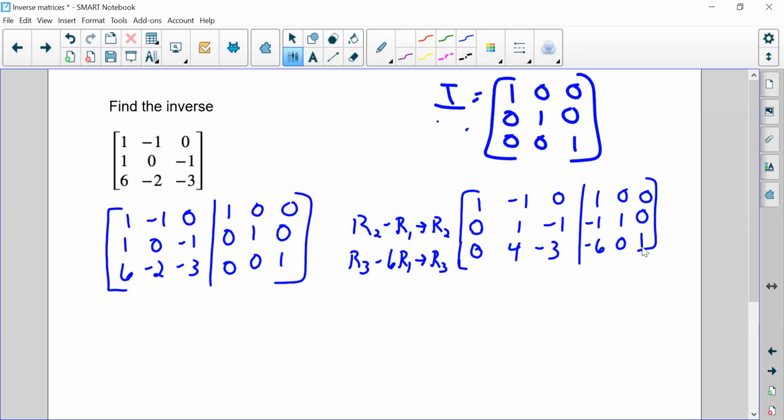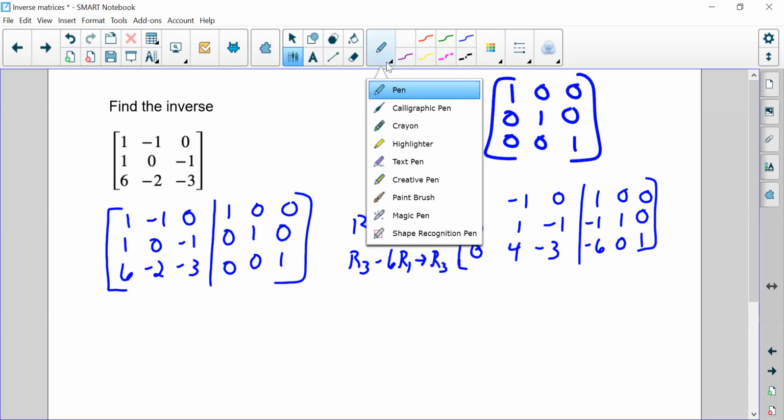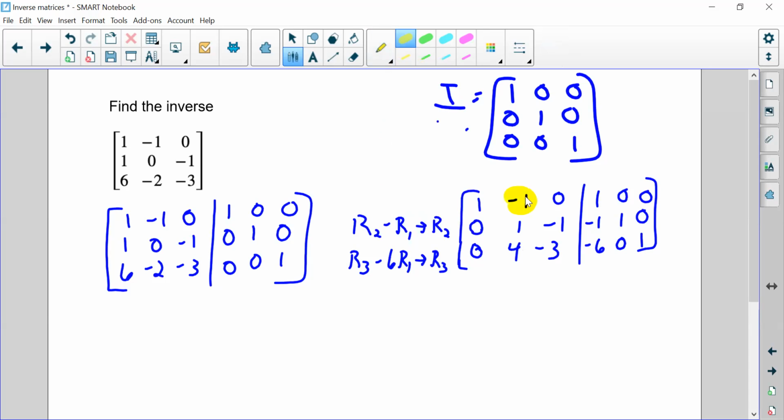I already got that 1 there in my main diagonal for the second column. So my next two steps, I'm going to try to get a 0 here and a 0 here without messing up anything else. So that's what I'm going to do next. And so I thought through this.